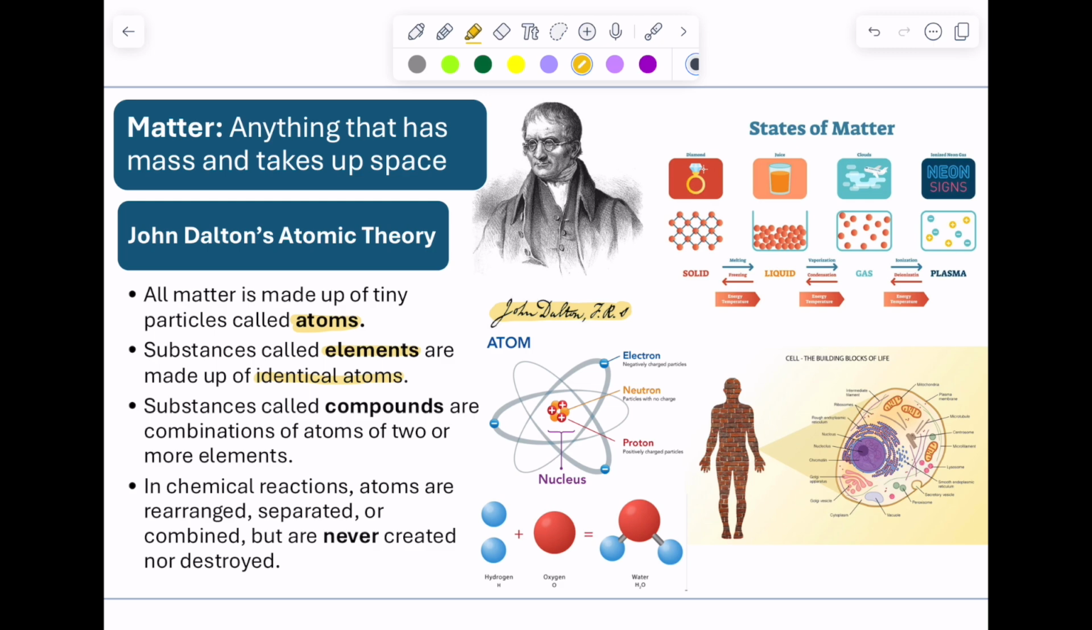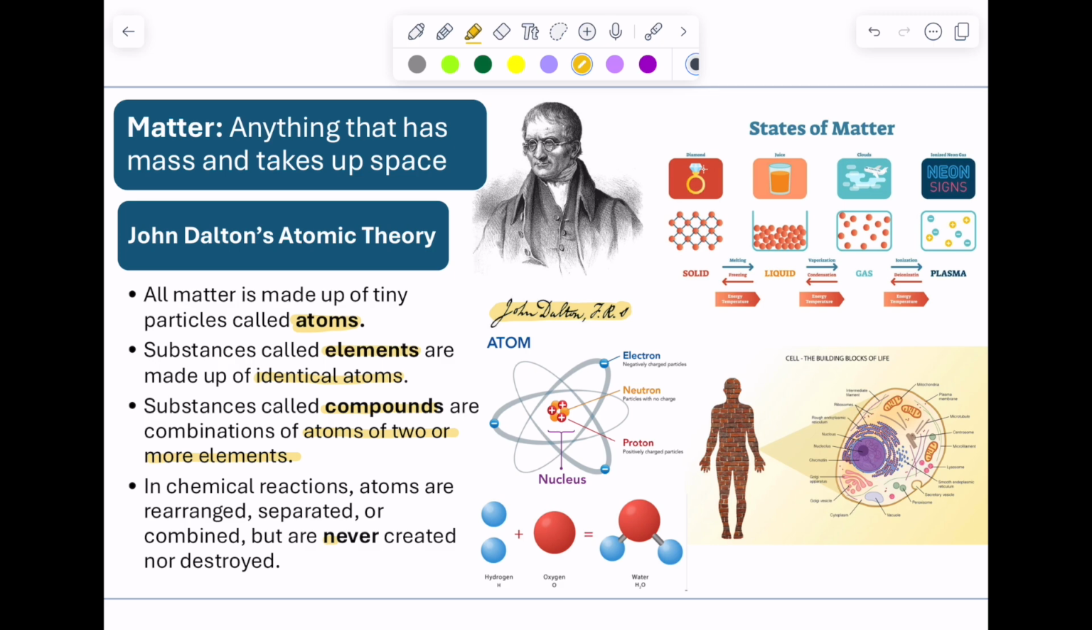Next, he explained that substances called compounds are formed when you combine two or more different atoms together. So when atoms join forces, they form a completely new substance, a compound. And one of Dalton's most important ideas is the law of conservation of matter, which says that matter cannot be created or destroyed, but instead is conserved in the process.